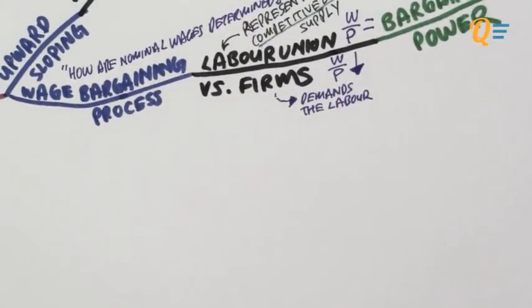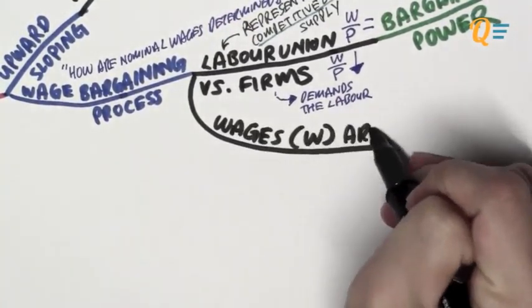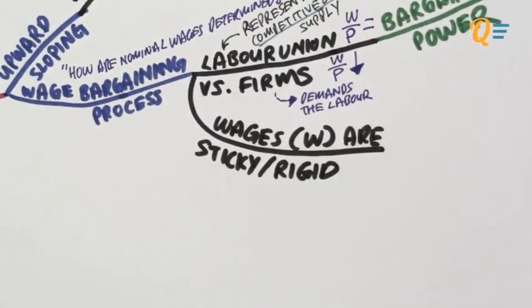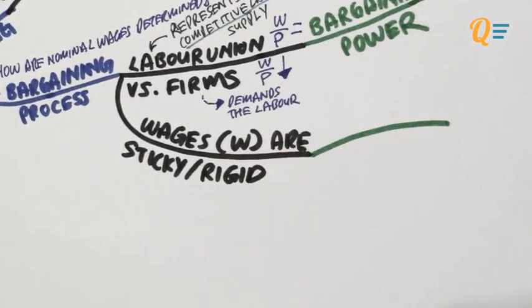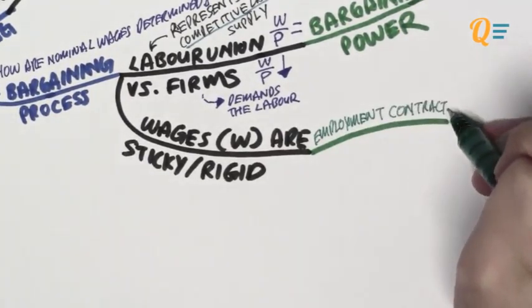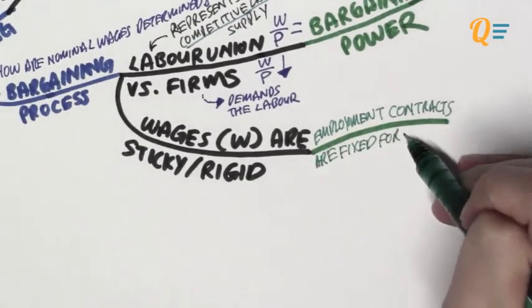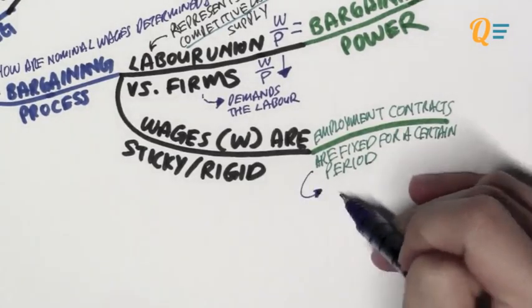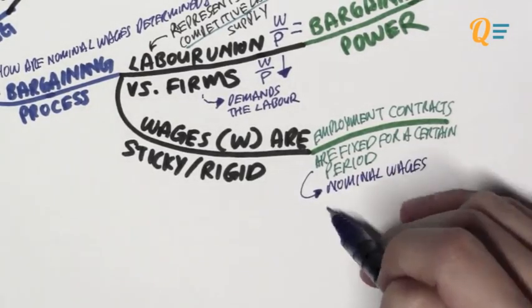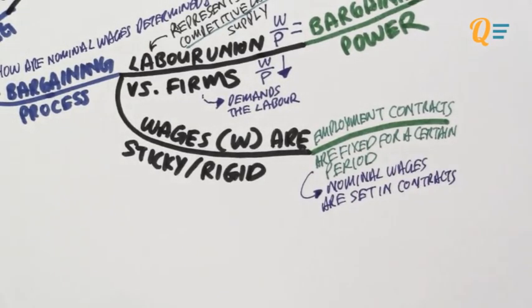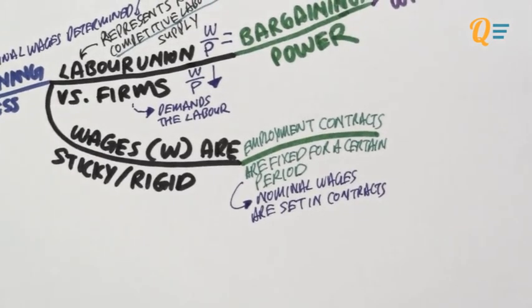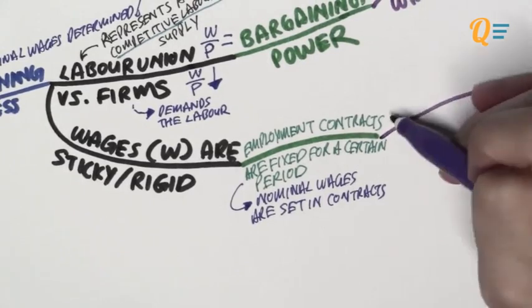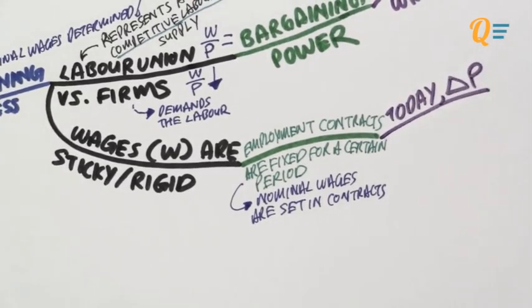Alright, the next thing I'm going to explain to you is why the nominal wages are sticky or rigid. Well, the reason is because your employment contracts are usually fixed for a certain period of time. And within those contracts, it is also stated the amount of nominal wages that this particular worker is going to be getting, right? So the nominal wages are also set in the contracts. Since contracts are legally binding for a certain period of time, you cannot freely change the amount of nominal wage just like that.